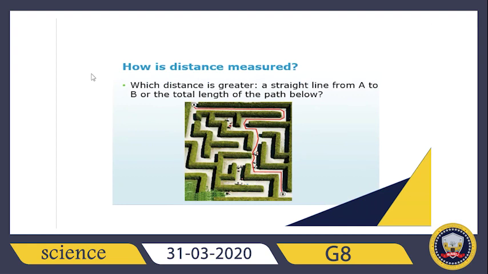So guys, for example here, what do you think? Which distance is greater? A straight line from A to B, or the total length of the path below? I will leave the answer for you. And here, guys, we don't have a correct or wrong answer. All the answers will be correct, since we are estimating. But later inshallah we will know how to measure the distance exactly. Okay.